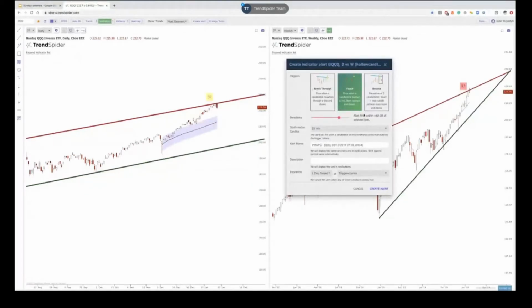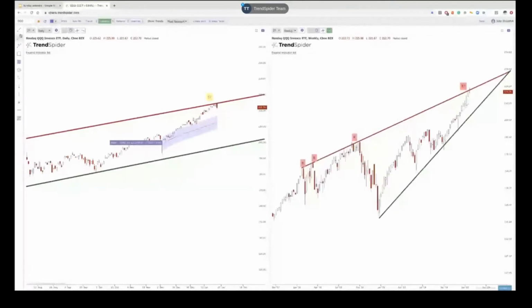Previously, when I made the alert, the 30-minute candle was the lowest that we could go. That's because of the math on the back end with the weekly candle. If you are in a daily candle, you will be able to get that confirmation candle down to 10 minutes. So we'll do the same thing, just anchored VWAP December 3rd, and we'll have it expire in maybe 15 days. So the alert's created.